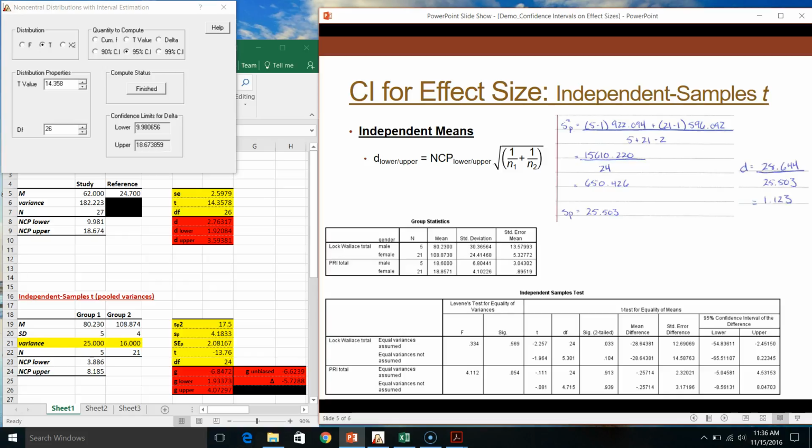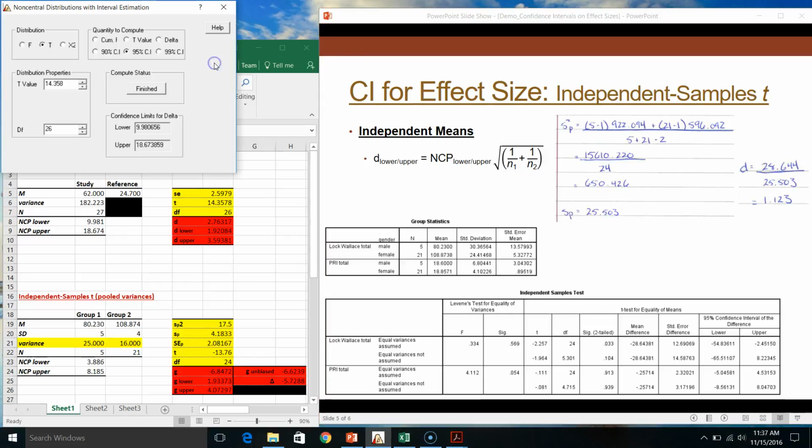Going to calculate a Hedges' g. I have it as d here, but essentially taking the difference between our two groups, right? So we're going to take 108.874 minus 80.23, gives us a difference of 28.644. Divide that by our pooled standard deviation, gives us an effect size of 1.123. Okay, so there we've got our point estimate of effect.